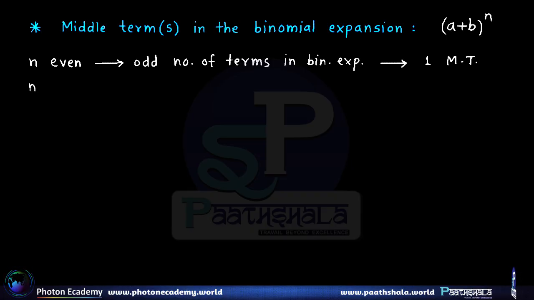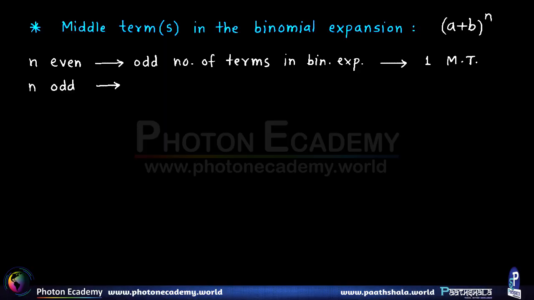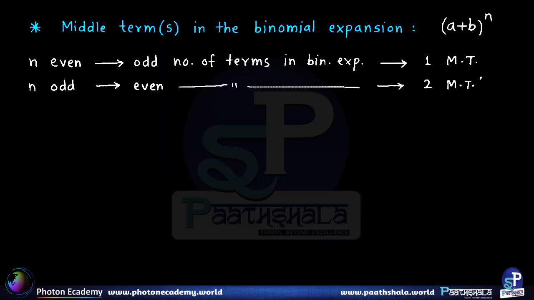Now, on the other hand, if we now consider n to be odd, then the number of terms is still n plus 1, but which now becomes an even number. So we have an even number of terms in the binomial expansion, which in turn means that there is no single term which comes in the center, but there are two terms which we may call the middle terms. And that's what we want to find, that is, which will be the middle terms.